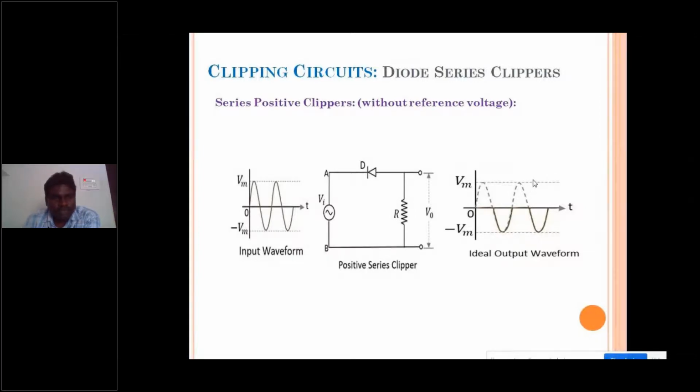Let me see the first one, that is series positive clippers, which means the diode is connected in series with resistance. Diode is a non-linear element here, and I am applying a sinusoidal signal with a peak-to-peak amplitude of 2Vm. Positive peak is Vm and negative peak is minus Vm. So this is the sinusoidal signal that I am applying as an input, right? Let us check when this diode comes to forward bias and when this diode comes to reverse bias condition.